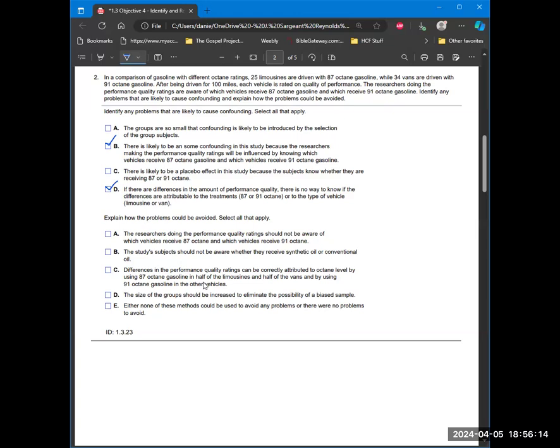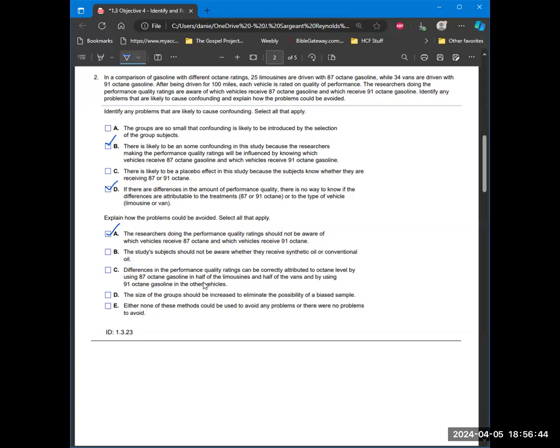First option here is the researchers doing the performance quality ratings should not be aware of which vehicles receive 87 octane and which vehicles receive 91 octane. That's true. We should have some blinding. Study subjects should not be aware whether they receive synthetic oil or conventional oil. That doesn't make a difference. We're not studying the oil. We're talking about gasoline here.